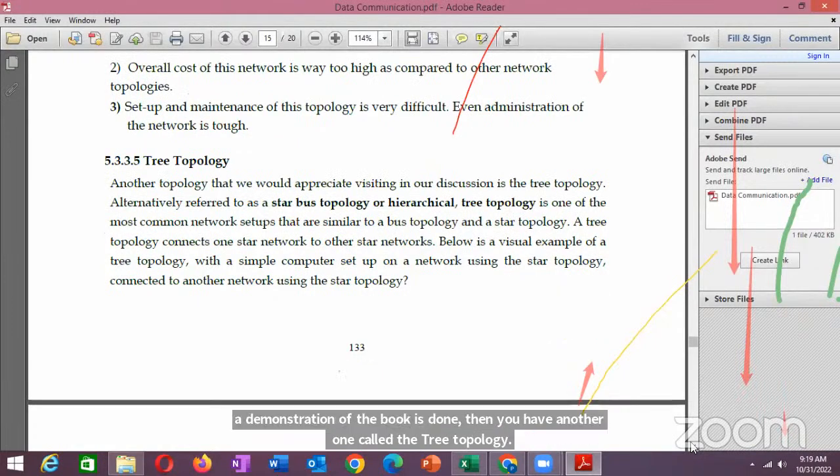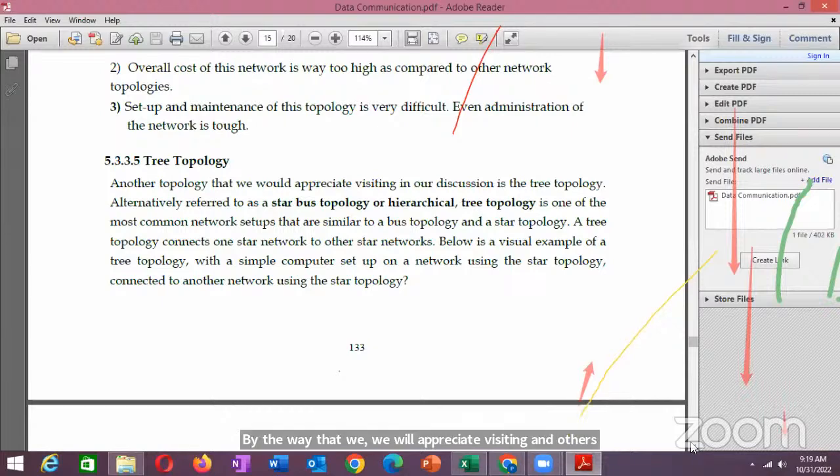Another topology that we will appreciate visiting in our discussion is the tree topology. Alternatively referred to as the star-bus topology or hierarchical tree topology, it is one of the most common network setups, similar to a bus topology and a star topology. A tree topology connects one star network to other star networks.